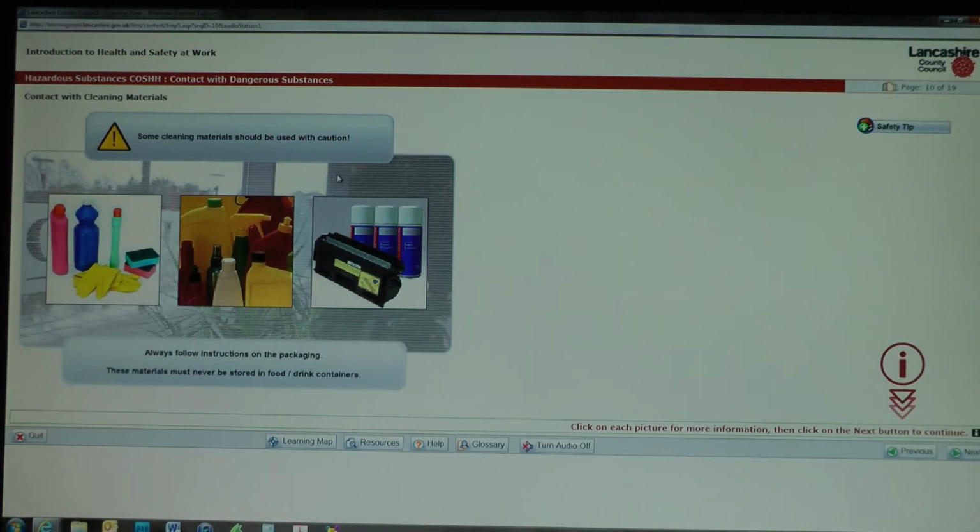Some cleaning materials should be used with caution. Always follow the instructions on the packaging and never store any of these types of products in food or drink containers.